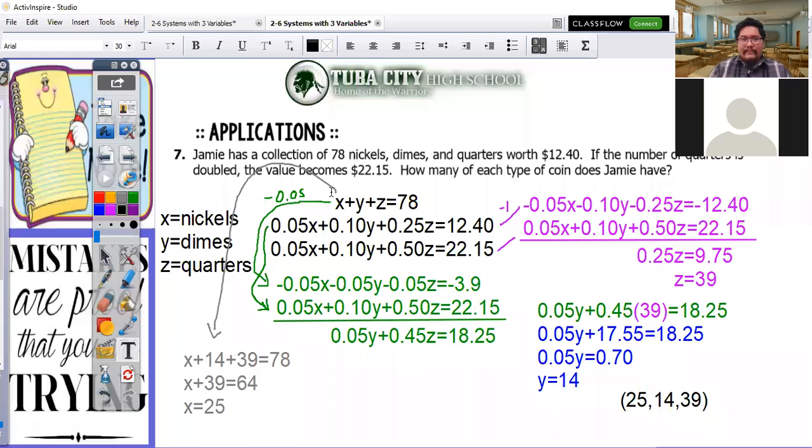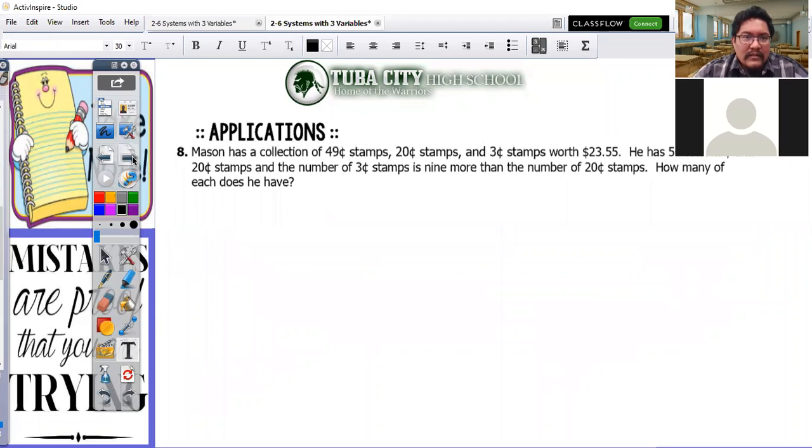Whew, okay. All right, so I guess we're ready to move on to the next one. Hopefully you got this one written down. So we're moving on to the next one. All right, so another one with stamps.